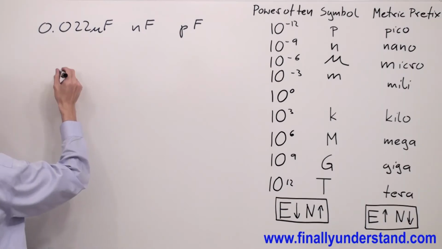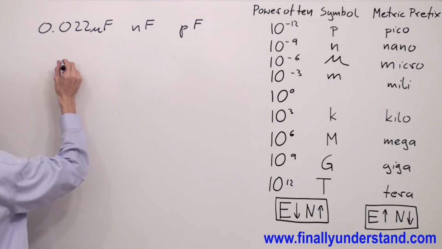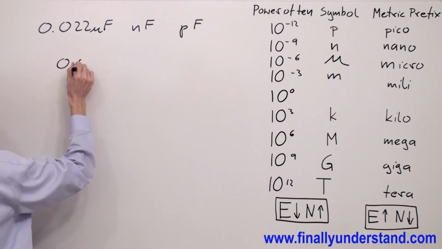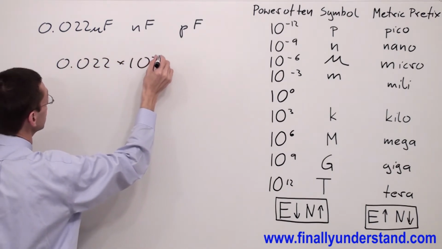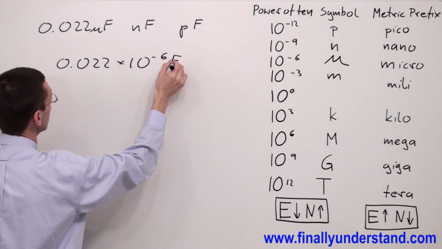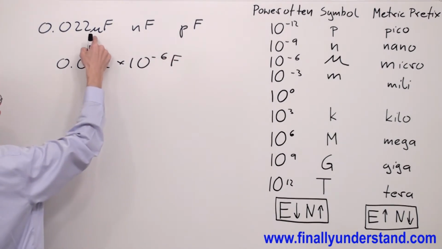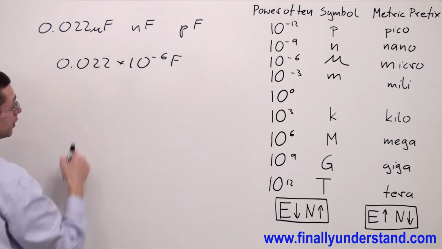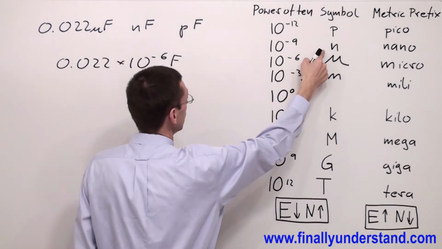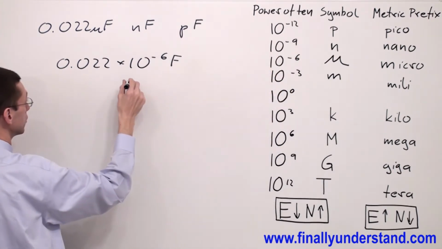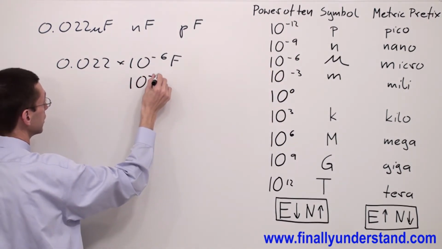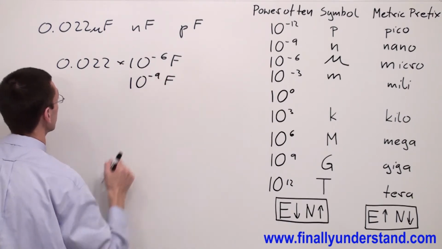Let's take a look at this example. Instead of micro, I'm going to use power of 10 like always. So I have to write this example like 0.022 times 10 to negative 6 farads. And I have to convert micro to nano. Nano represents power of 10, 10 to negative 9. That's why I'm going to write over here 10 to negative 9 farads.